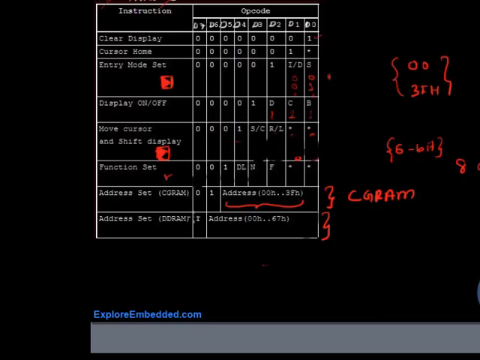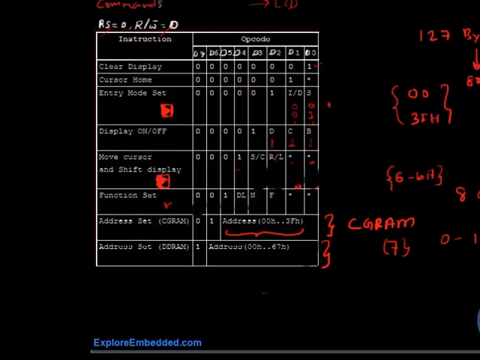Now the next obvious command is 1 followed by 7 bits. So 7 bits, it would be 0 to 127. Now as we have seen before, the internal RAM or DRAM is 127 bytes, and out of that 127 bytes we are using just 80 bytes, and we also know the addresses and how they are mapped with the physical LCD.